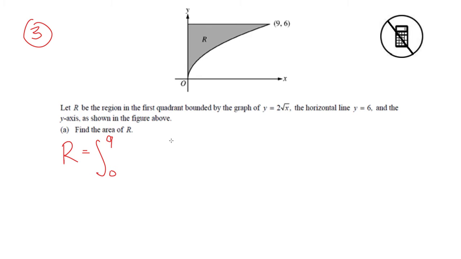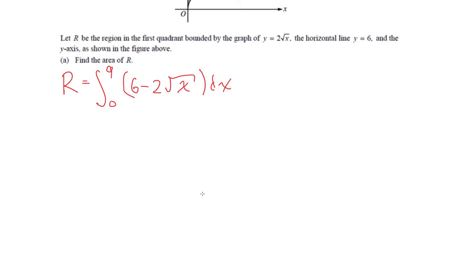0 to 9. And I'm going to do top minus bottom. So it's going to be 6 minus 2 square root of x, dx. I think most people got 100% on it. If you missed something, it was relatively minor in this one. So I'm going to go through this kind of fast. Now that we have to do that, we're going to separate the integrals.